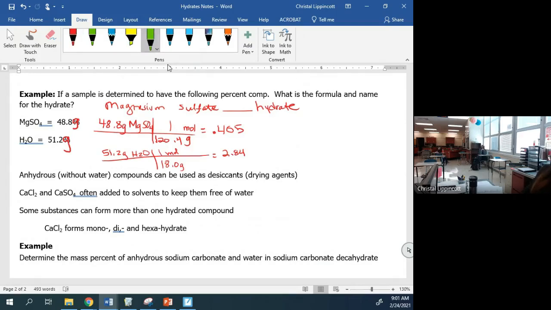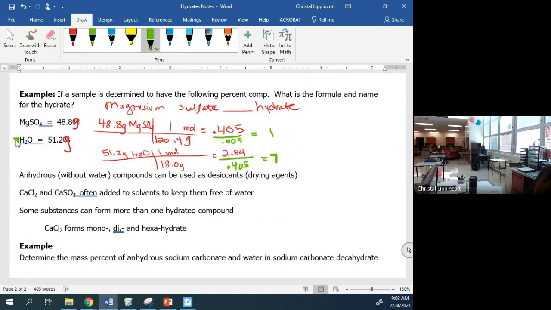So that was step 3, I believe. Step 4 is to divide by the lowest mole value. So I'm going to divide by 0.405 here, which equals 1. And I'm going to divide by 0.405 here, which equals, I think it's 7. Yep, 7. Okay. So that means that for every one of these, I have 7 waters attached to it.